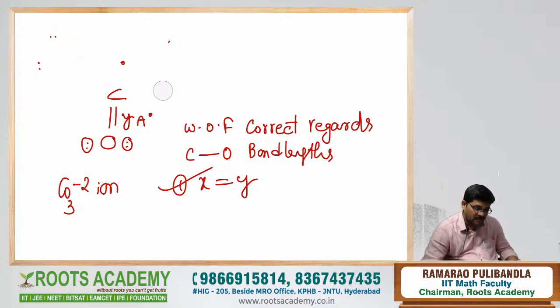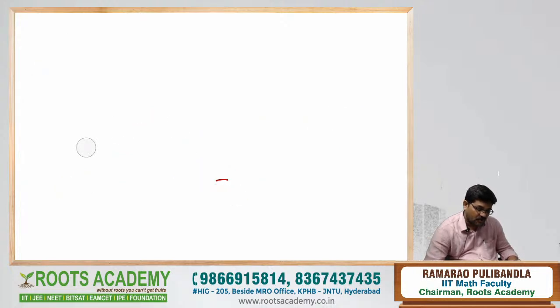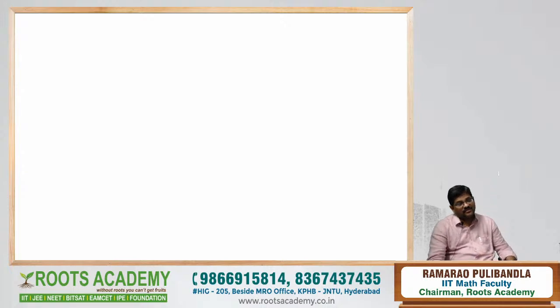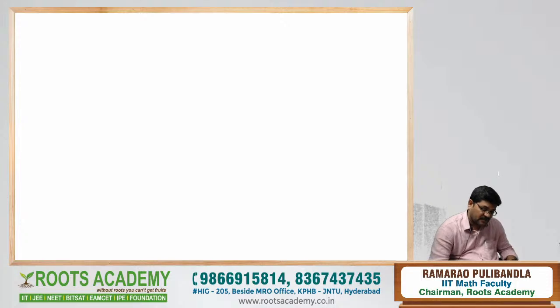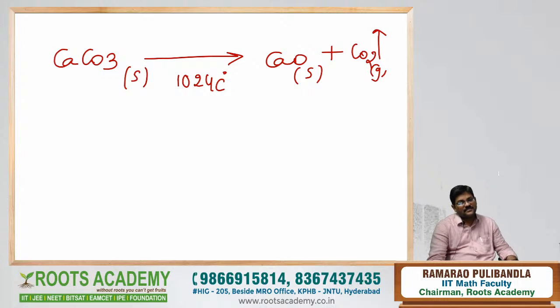And go to the next part. Regarding the next part, we discuss how the bond angles are affected. One important bit is given. See, limestone. You know limestone. CaCO3 solid is limestone. Limestone heated to a temperature of 1024 degrees forms calcium oxide solid plus CO2 gas. This is the question given in the previous JEE Mains paper. See this question, Nana. Limestone. You know very well.